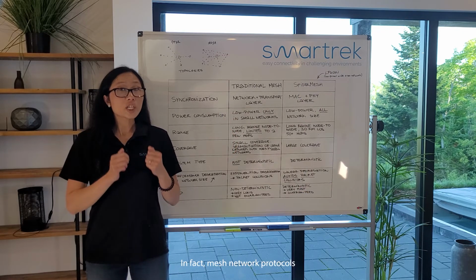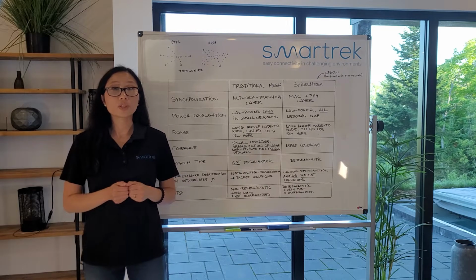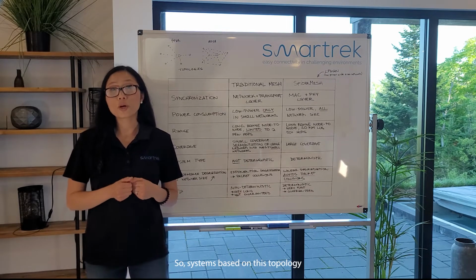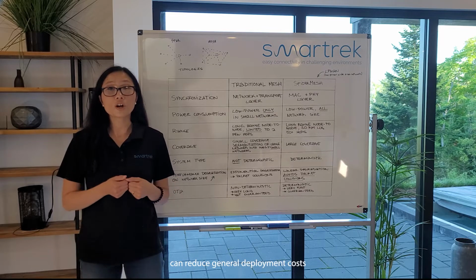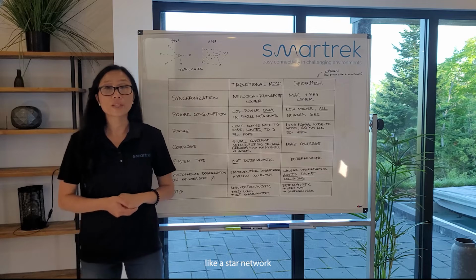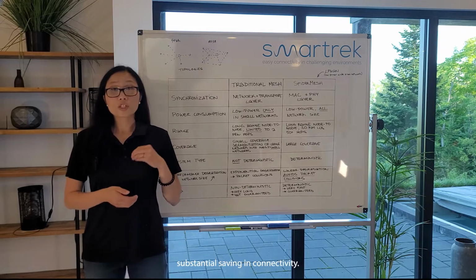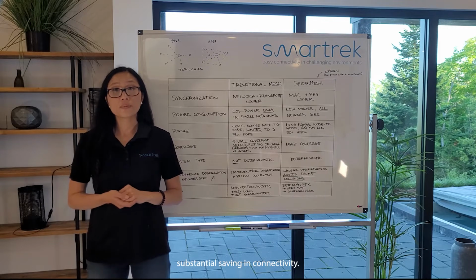In fact, mesh network protocols are generally said to be self-organizing and self-healing. So systems based on this topology can reduce general deployment costs compared to other technologies like a star network. And therefore, mesh networks allow for substantial savings in connectivity.